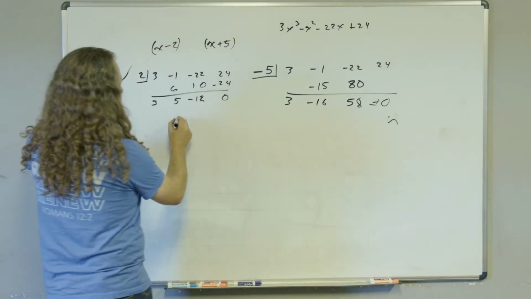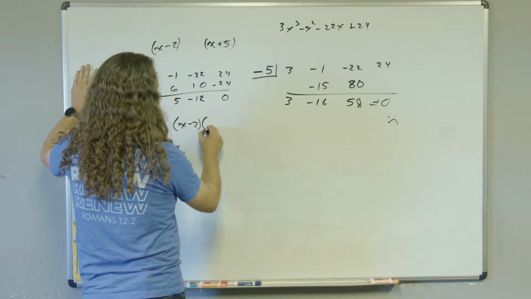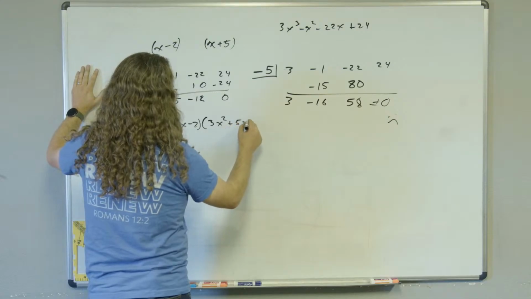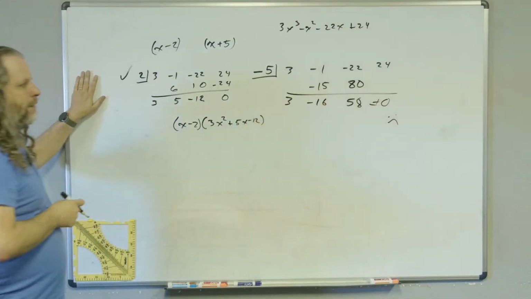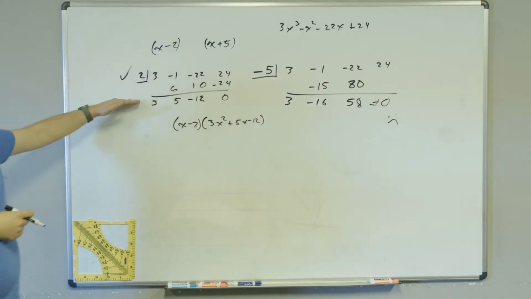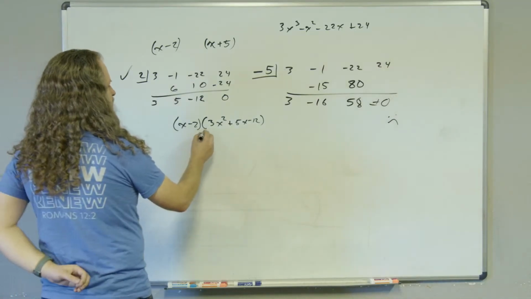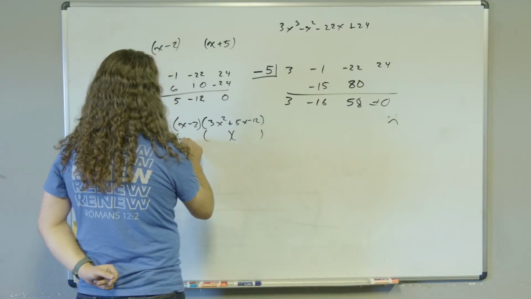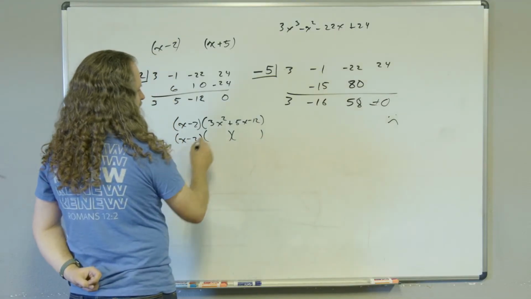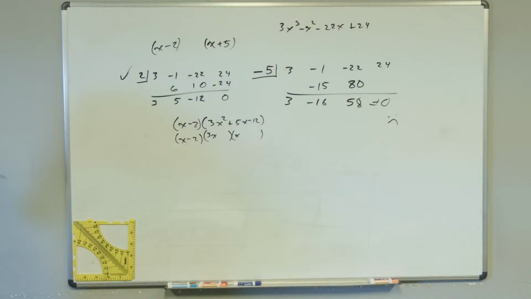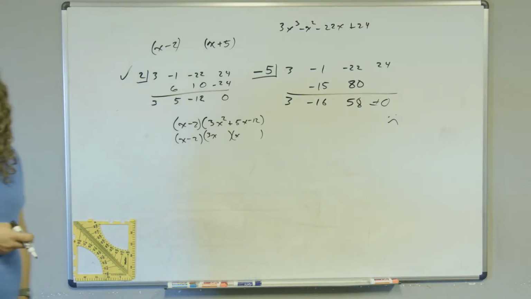So now we have x minus 2 times 3x squared plus 5x minus 12, right? Yep, we go from here. And then we can just factor this like normal. How much factoring do we have to do? Lots. So 3x and x, and then what else are we going to do? We could do 2 and 6, no, that wouldn't work. 12 and 1, no, that wouldn't work. Hold on. 4 and 3.